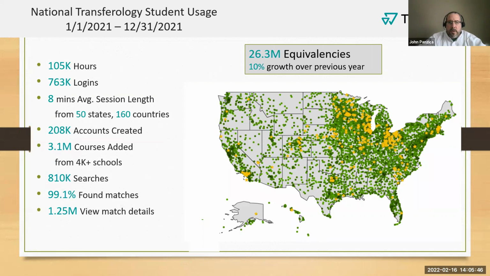So you can see on the West Coast and the Eastern Seaboard, all through the Midwest, quite a number of students that are participating, even in the areas where you can see that the institutions may not be fully participating. So still lots of opportunity with respect to that. Over 26 million equivalencies stored in Transferology as of now that students are able to see, and students have brought in coursework from thousands of different institutions.